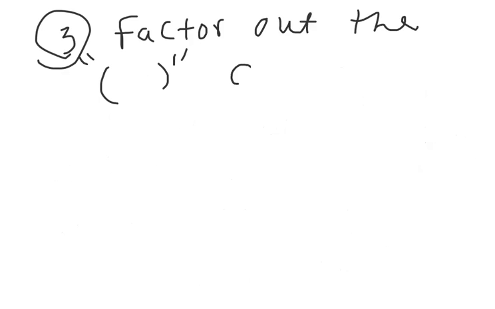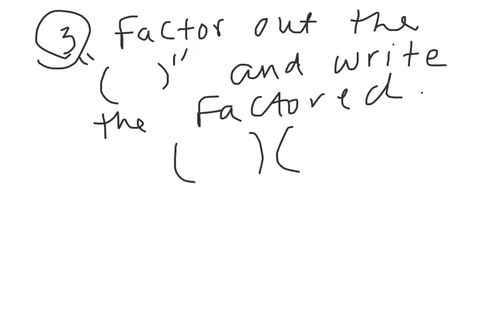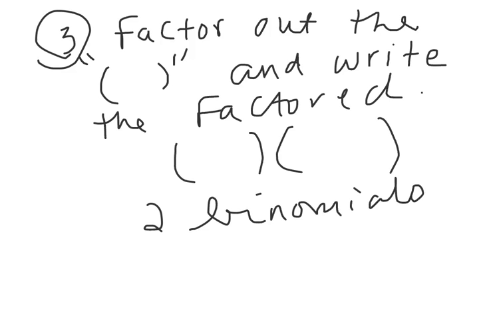And then write the factored form. And when you write your factored form, guys, the factored form is going to be 2 binomials. Here, let me write this down for you guys. It's going to be in the form of 2 binomials, when you write the factored form. So just like with the previous types of factoring, I'm going to do 3 examples, guys.